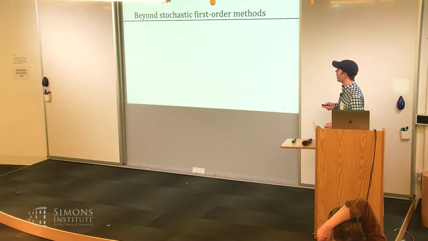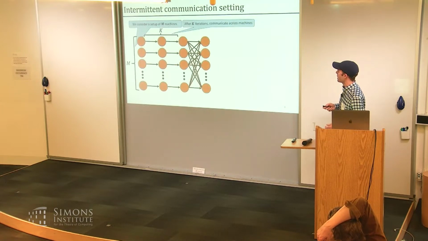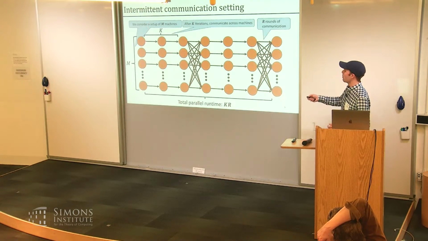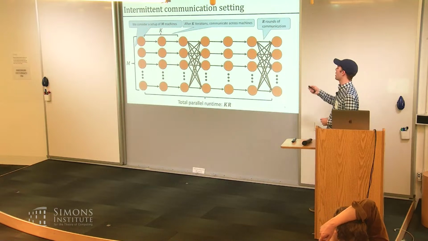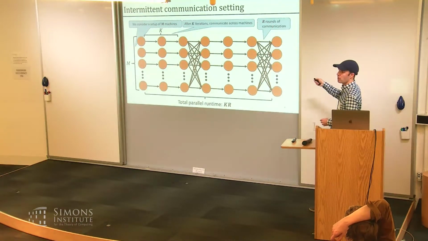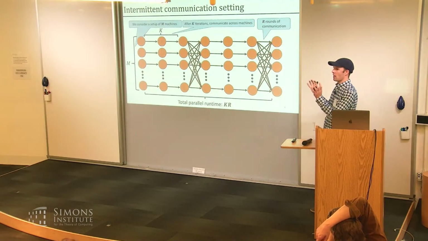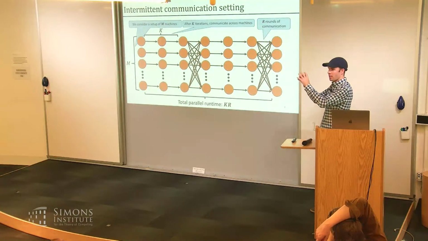And then the other key ones are back. Oh, so in our communication setup, we have our M machines, our K iterations between the communication, and the R rounds of communication. So this gives us the parallel runtime. So M, K, and R are really parameters of the distributed framework, like the setup.